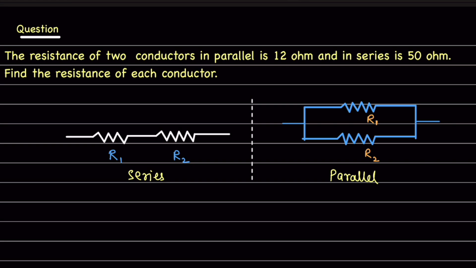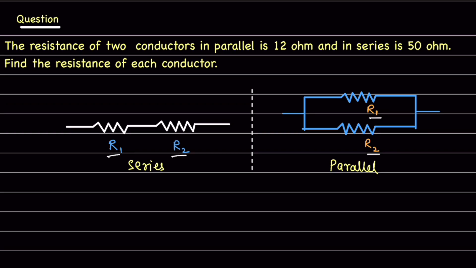So according to the question, total resistance of the series is known. It's 50 ohm and parallel is 12 ohm. But the resistance of R1 and R2 is not given. So we have to find the value of R1 and R2. But the same resistors are used in both the series and parallel arrangements.